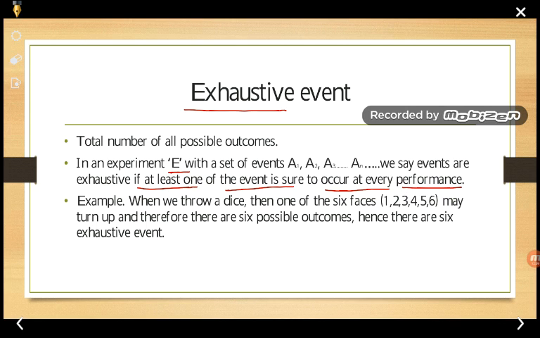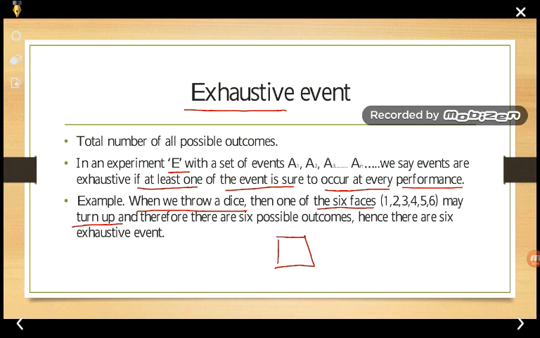Example: throwing a dice. When we throw a dice, one of the 6 faces may turn up. ठीक है ना, जब हम डाइस को थ्रो करते हैं तो हमें पता है उनमें से कोई भी एक आएगा, वो कन्फर्म नहीं बोल सकते हैं, but out of 6. So in the case of a dice we can find out how many faces, the 6 faces.